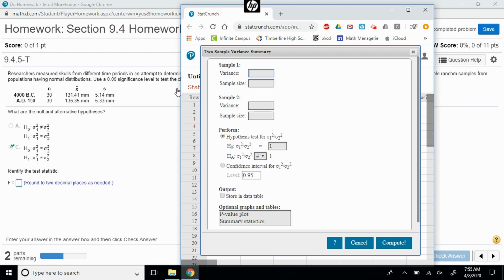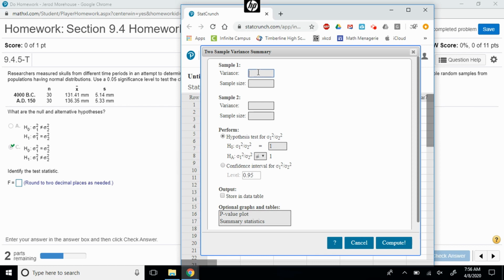So make sure you square these standard deviations before you put them in here to make it variance. We also need to make sure that the first sample is the larger of the two. So here, I'm going to make the first sample AD 150 because it's going to have the larger value. And remember, the first sample is always the one that has the larger variance.